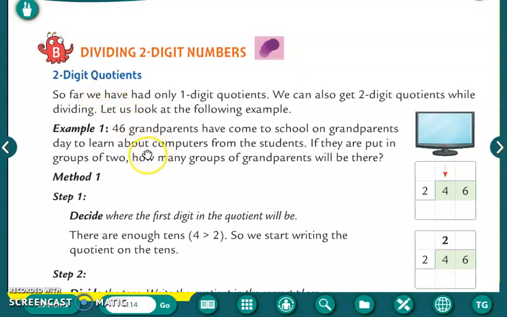Let's see about it. So far we have had only 1-digit quotients. We can also get 2-digit quotients while dividing. पहले हमने 1 digit क्वेश्चन के सम्स किए थे. अब हम देखेंगे कि जिसमें 2 digit क्वेश्चन डिवीजन का आंसर आएगा.